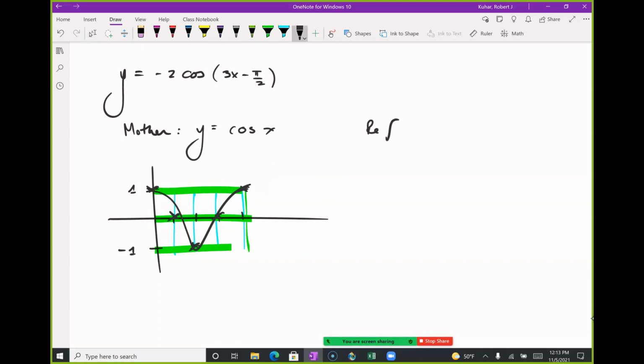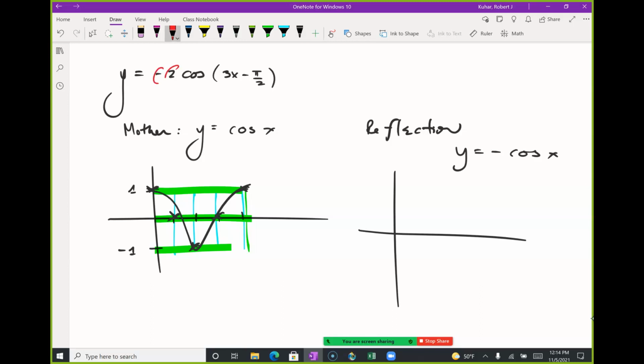I have a reflection from this negative out front, right? So negative cos of x is the daughter. So it looks like I'm going to have a daughter, and then a granddaughter, and then a great-granddaughter, and a great-great-granddaughter, right? If I'm taking in all of these pieces, that's 1, 2, 3, 4. So great-great-granddaughter we're going to get to.